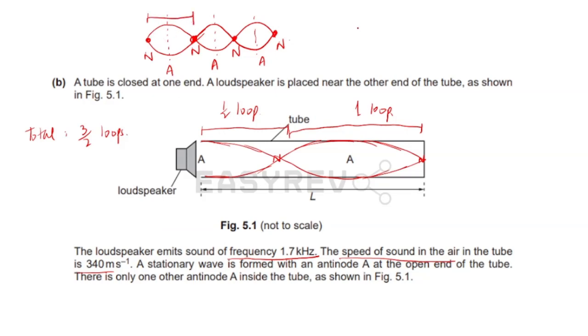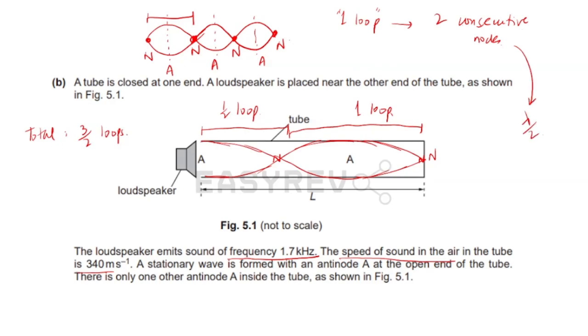Okay, here let me actually take a pause and mention one thing. When I say one loop, I basically mean the distance between 2 consecutive nodes or antinodes. It's easier to locate the nodes, so let's just focus there. So 2 consecutive nodes. For that one loop, the distance between 2 consecutive nodes is equal to half a wavelength.